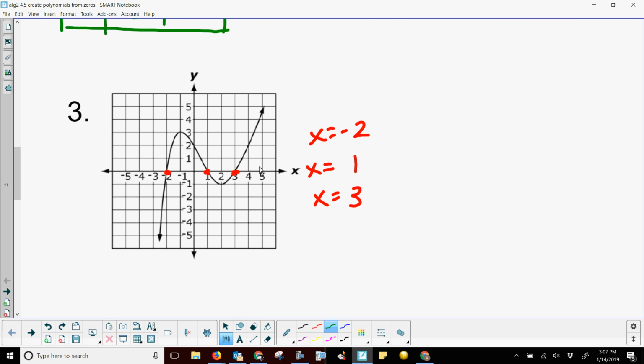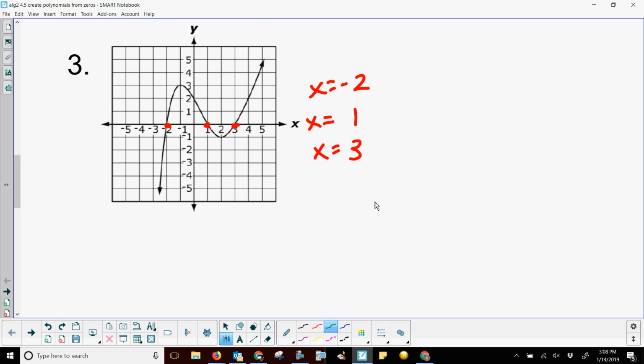Had my kids sketch this, and I said, how do we know what the solutions are? I'm like, well, it's where it crosses the x-axis. Boom, boom, boom. So x is -2, x is 1, and x is 3. And I asked them, do I need to keep going? Because now we're back at like what we did at number 1. They're like, no, we know, just make that x plus 2 and x minus 1 and x minus 3, and then start foiling. I was like, that's perfect.